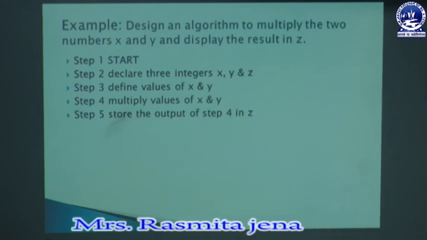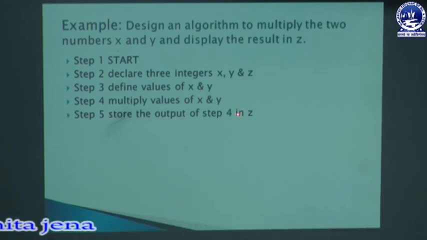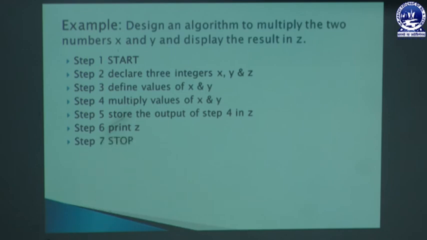After multiplication, we will store the output in z. That means store the output of step 4 in z. This is the output of step 4, that is we multiply the value of x and y and store that value in variable z. Then comes step 6: we must print or display the value of z. And the last step, as we complete our algorithm task, is to stop the algorithm, that is the stop keyword.